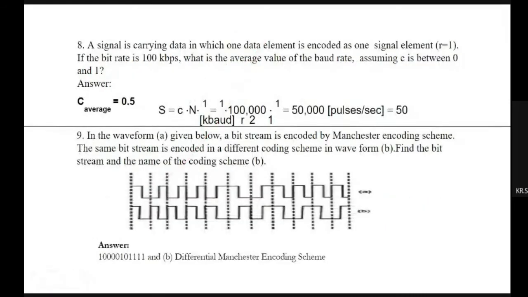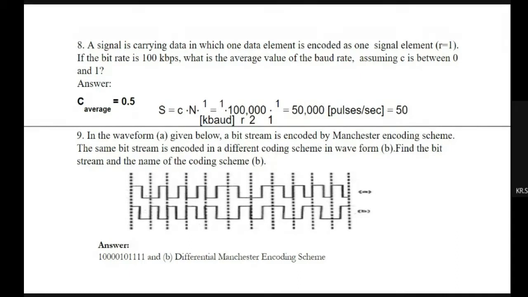Okay. Next, there is problem 8. The problem is to find the average baud rate of a signal carrying data in which one data element is encoded as one signal element, so r equals 1. If the bit rate is 100 kbps, what is the average baud rate? You should remember the baud rate formula: S equals c times N times 1 divided by r. You just apply the c value and the N value.